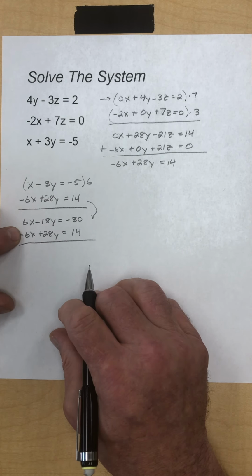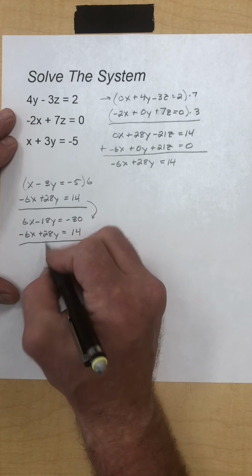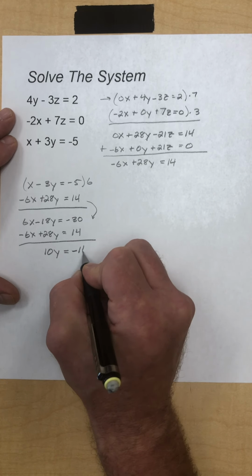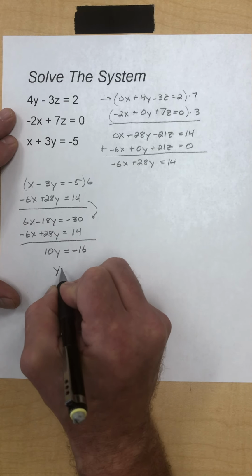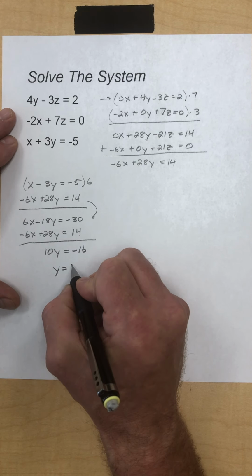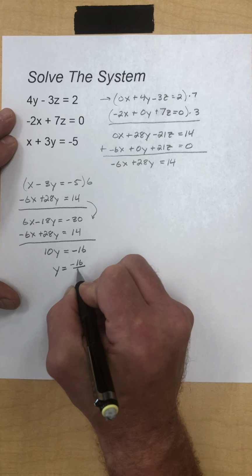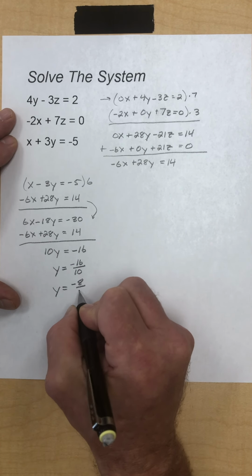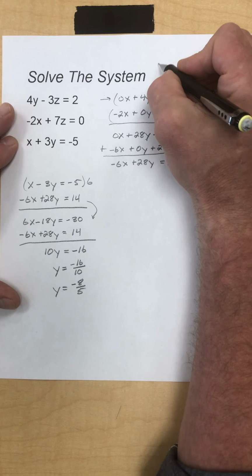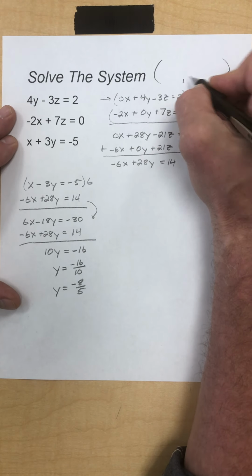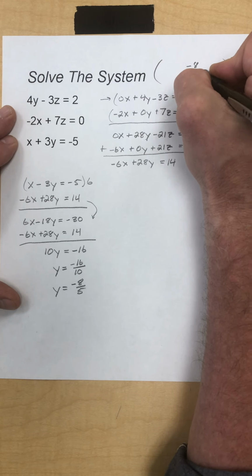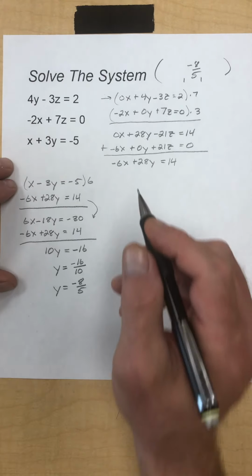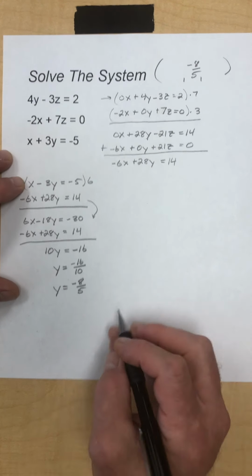Okay, so these add up to 0. Negative 18 plus 28 is 10, so that's 10y equals a negative 16. Okay, so y, not x, y, ends up being negative 16/10, which is the same as negative 8/5. Okay, so let's see. My y coordinate is negative 8/5. Okay, so I got to go back and find my x coordinate. Okay, so I'm going to go to the top one right here.